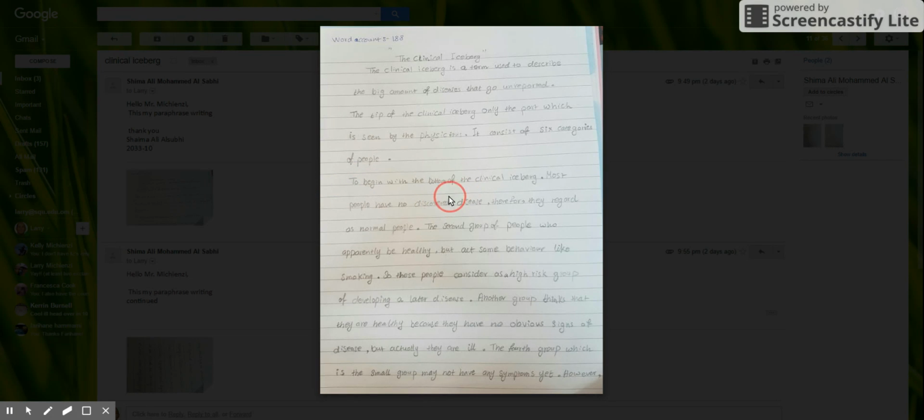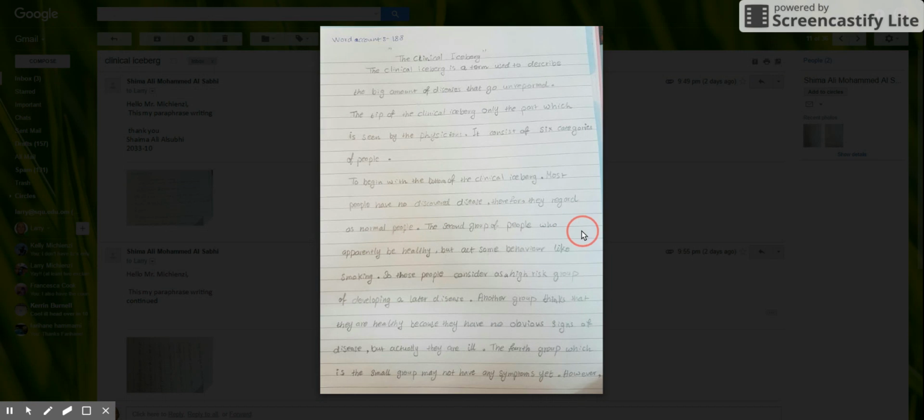To begin with, the bottom of the clinical iceberg, most people have discovered disease. Therefore, regard as, I don't understand what you're saying. I think you want to say most people don't have any disease or are healthy, right? And those are the normal people. That's the largest section of the iceberg.